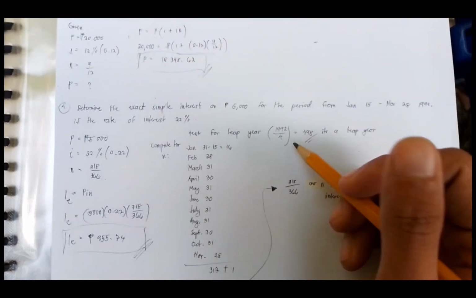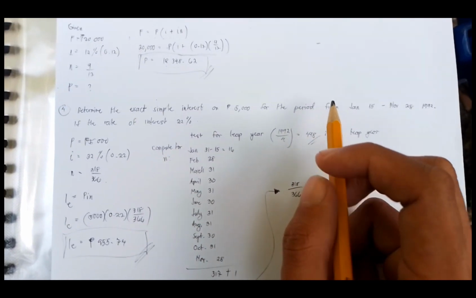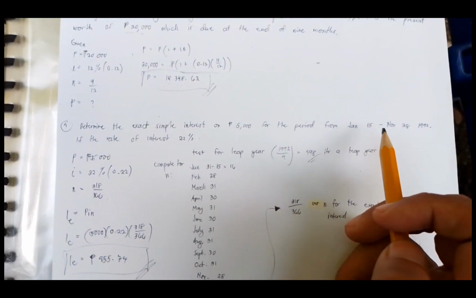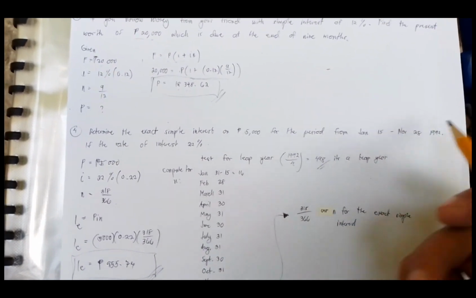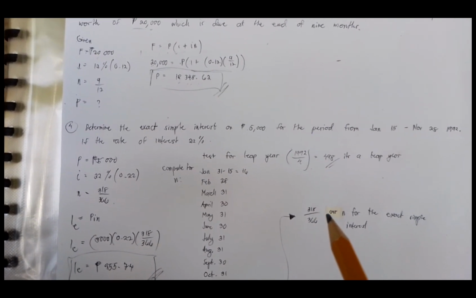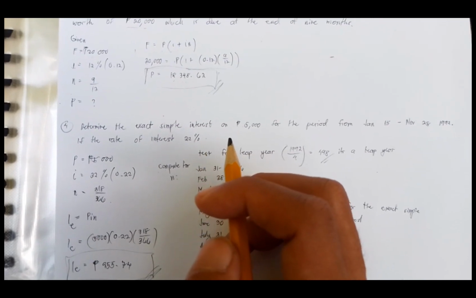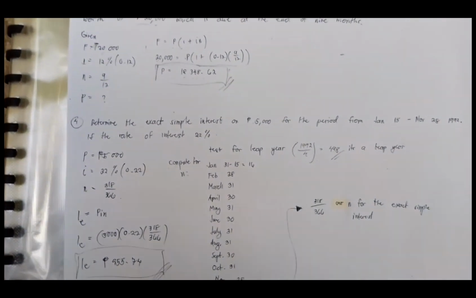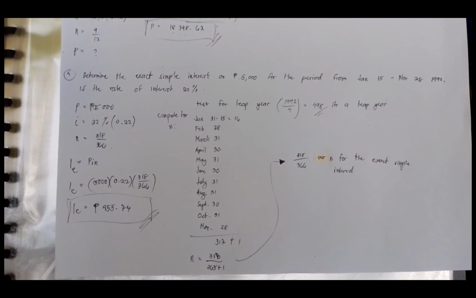But for example, if it equals 498.5, then it's not a leap year. So then it's days, so we're not going to use months. January 15 to November 28. Instead, we'll use 365, since it's asking for the exact simple interest, meaning exact dates. If it were approximate, then we'll use about 360.